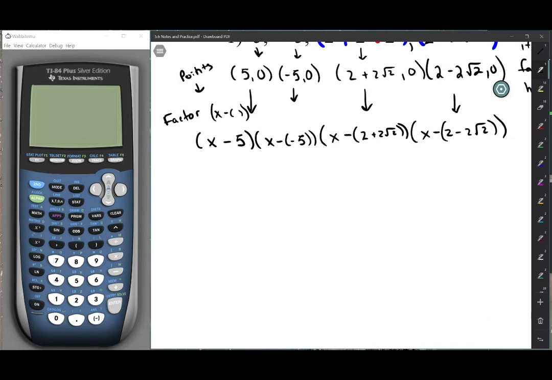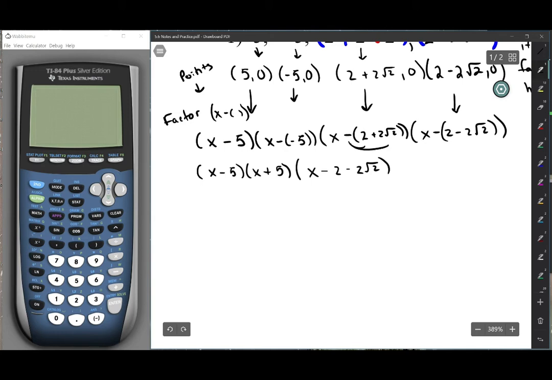Okay, let's just clean this up a little bit. So really that's x minus 5, and then this is really x plus 5. These other bits are x minus 2 minus 2 roots of 2, because you distribute that negative. And here we have x minus 2 plus 2 roots of 2. Once you have that, then it's just going to be multiplying.